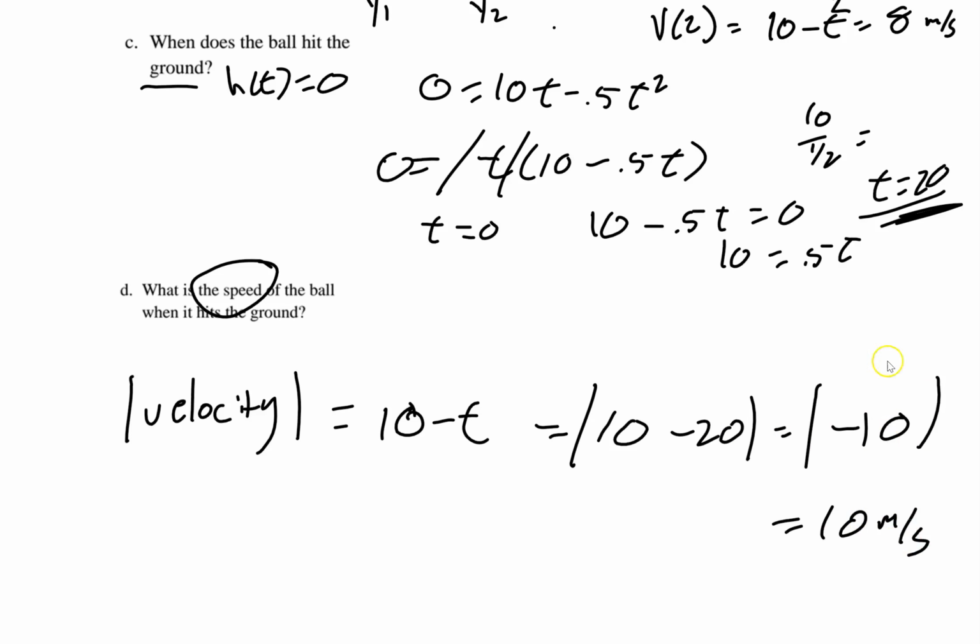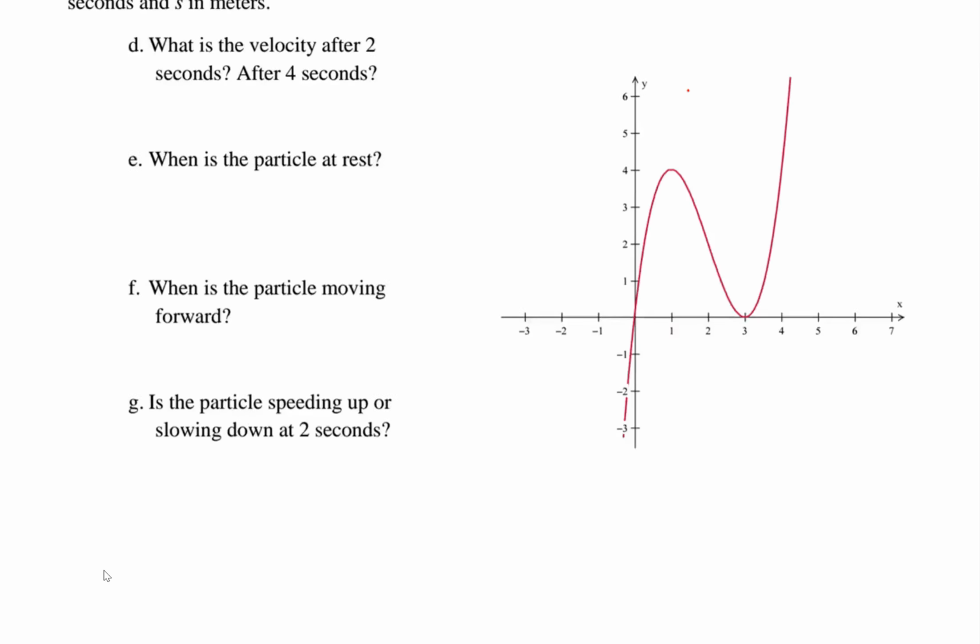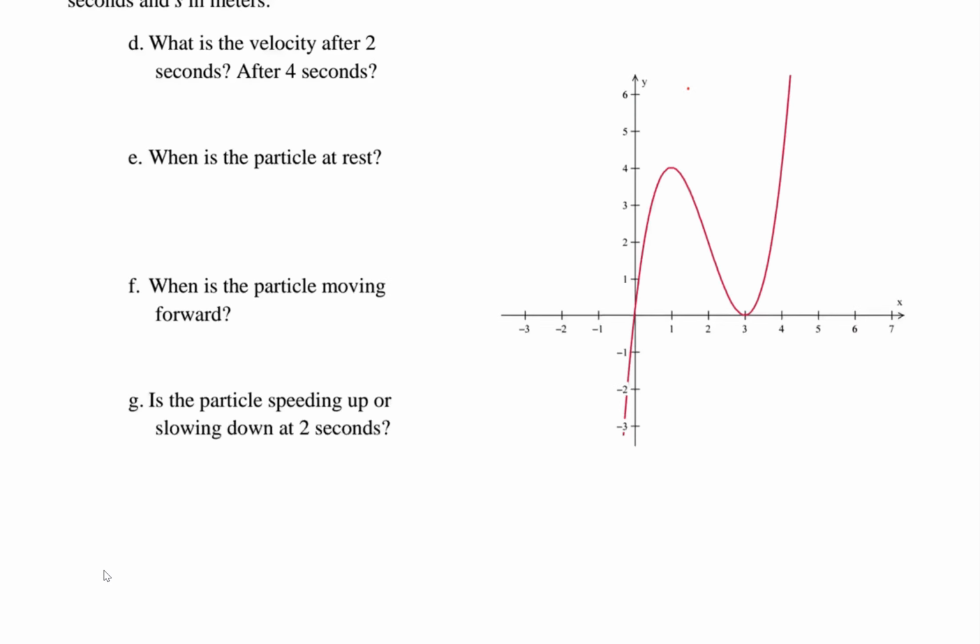So again, at 20 seconds, it was going negative, it was going down 10 meters per second, but we just want the speed. So drop the sign. Speed doesn't care about sign. And it's going 10 meters per second when it hits the ground. Okay, one final example.